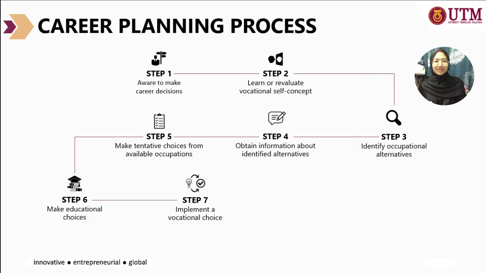Step 6, make educational choices. At this step, websites like ACT Map of College Majors or the College Board site might help the client to find possible majors or training specialties. Another example is the Armed Services Vocational Aptitude Battery that helps people to choose training programs in the armed branches based on their interests and talents.